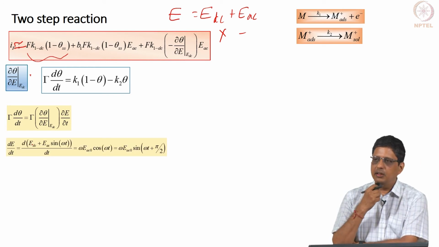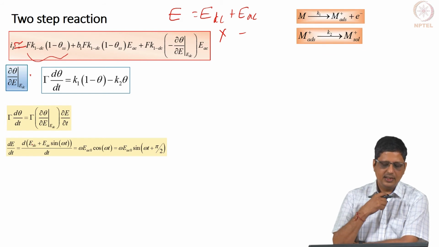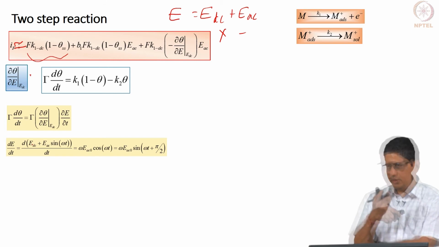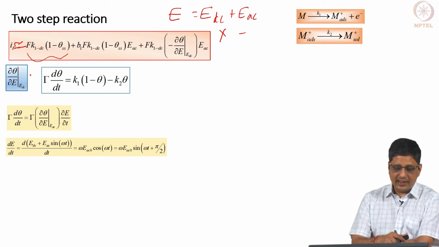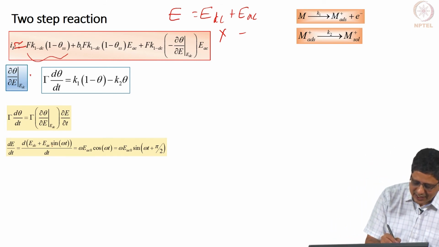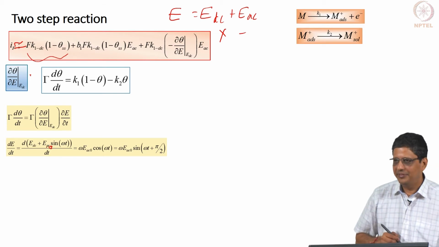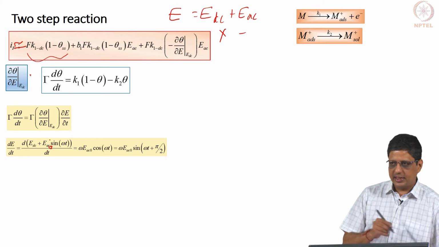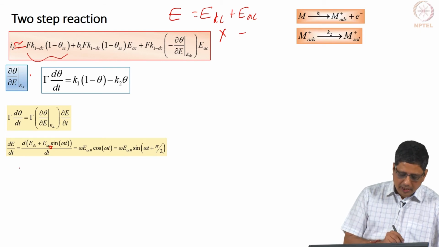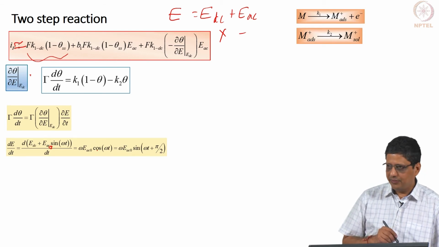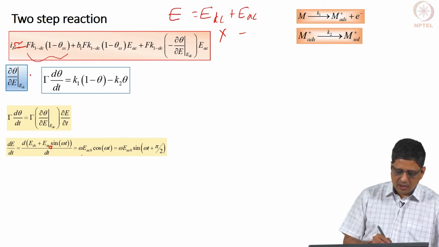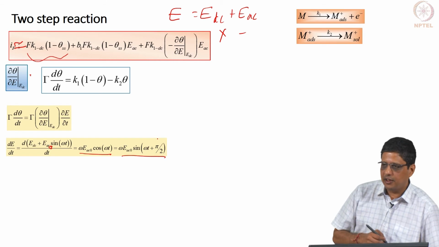One, we can call dE by dt as this, where we say E is the sum of DC plus AC. Of course, DC when you take the derivative goes to 0. There is a small mistake here. It is DC plus EAC, which is written as EAC 0 sin omega t, and of course the omega comes out and sine becomes cosine. You are all familiar with this. I would write it as omega EAC 0 cos omega t, and this I can write as omega EAC 0 sin omega t with a phase offset of pi by 2.